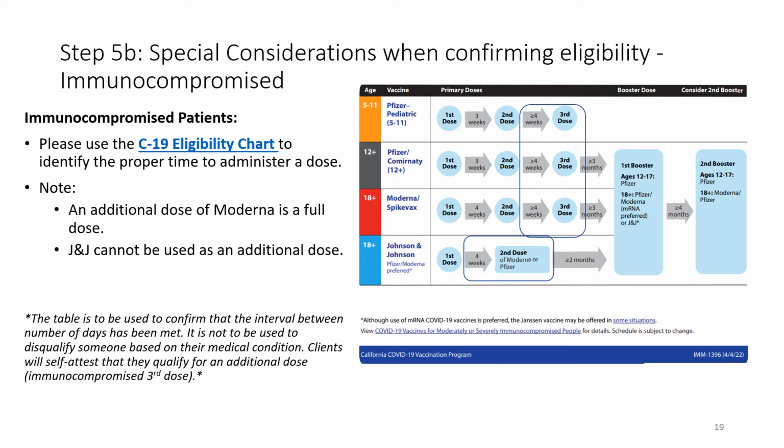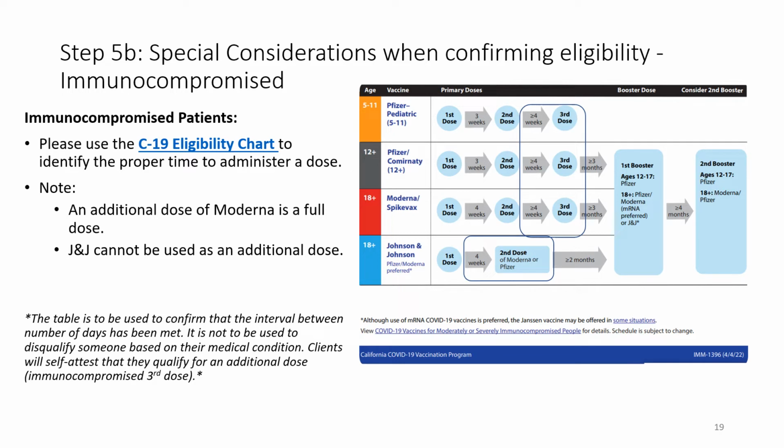When confirming eligibility, we do have some special considerations. The first thing we must consider is the vaccination schedule for the immunocompromised population. Patients who are moderately to severely immunocompromised have a different vaccination timeline than the general population. As you look at the eligibility chart, you will notice that this group is eligible for an extra dose in between their primary series and their first booster. Use this chart to confirm the interval between all vaccinations.